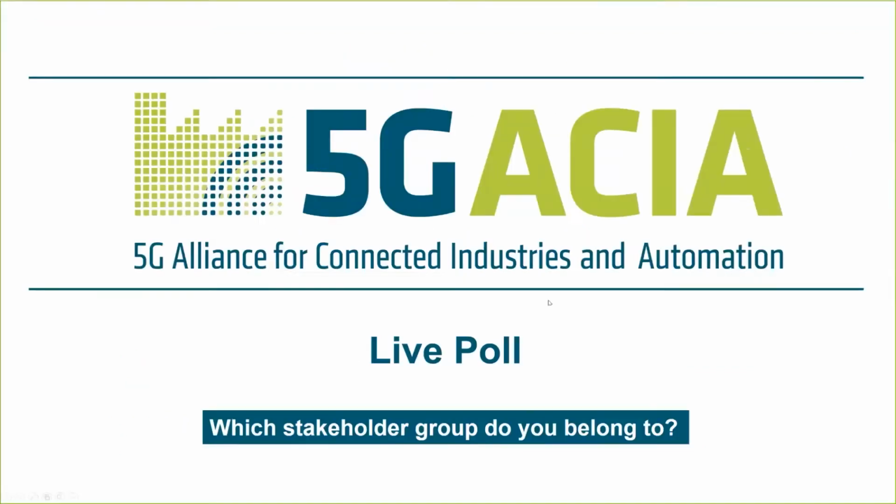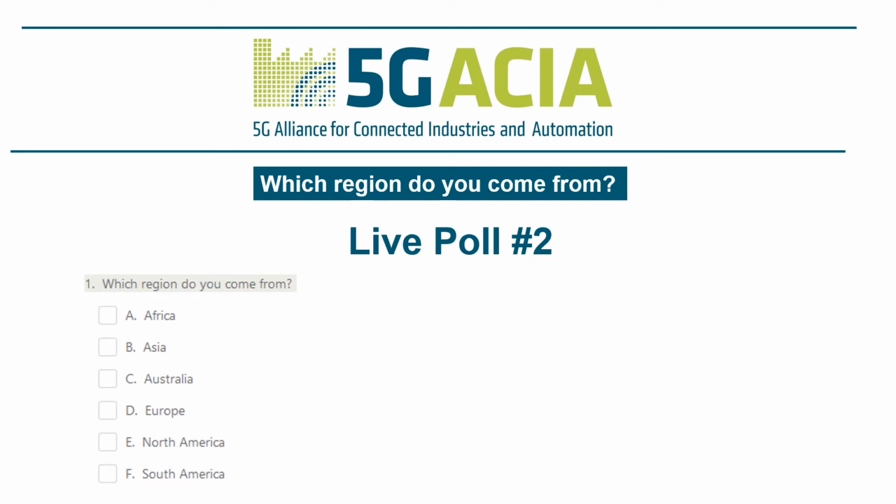So that's the first question. The second question, which is always of interest, is where do people come from? It would be nice if you could briefly indicate which region, which continent basically, you are from. You see the options here. A would be Africa, B Asia, C Australia, D Europe, E North America, and F South America. It should also be easy to answer. I guess we don't need a full minute.